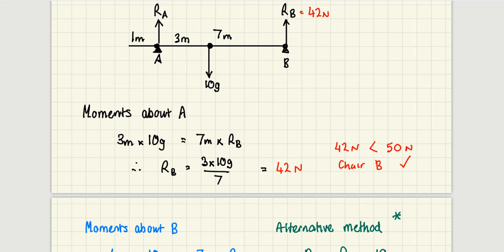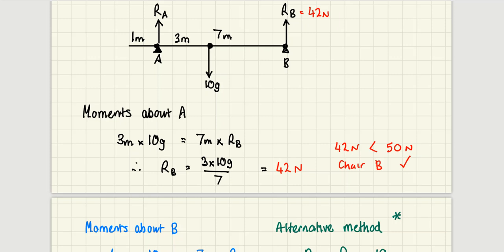Yeah, still 7, isn't it? Because they're 7 meters apart. It's not okay. Eh? 56 sounds right, yeah. So we think chair A is breaking.